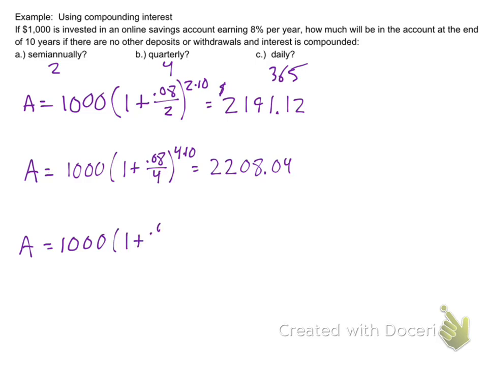1 plus 0.08 over, wait, how many times are we checking this? 365. And that's 365 times 10. I think we could pretty much do that in our head too. That's 3,650 times they're going to check it over the 10 years. That's a lot of times, isn't it? I think I'm still going to have $2,200, but how much? 25.35. An extra $17 again.